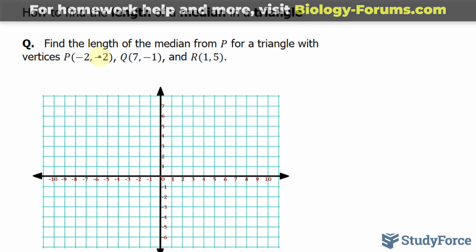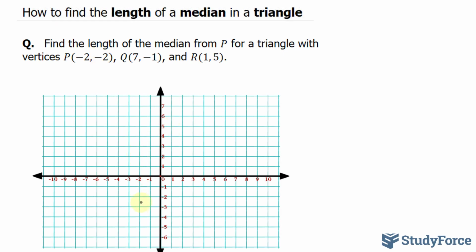Our first point is -2 and -2, which is right here. We have a point 7 and -1. Positive 7 is over here, -1's here. And we have the point R, which is at 1 and 5. There's our triangle, and the median extends from point P to the opposite side, R and Q.